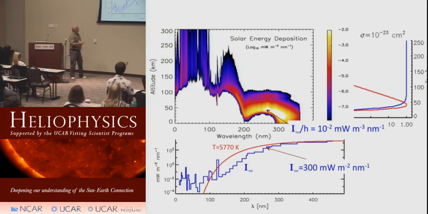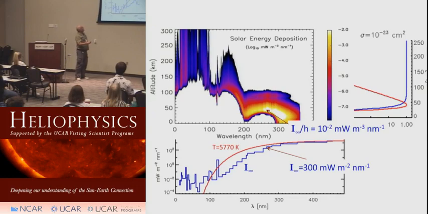Oh, that's confusing. So here is my I infinity, 300 milliwatts per square meter right here, and basically that turns into this level of energy deposition. It all just works out this way. That then tells me why we have so much energy being deposited here.